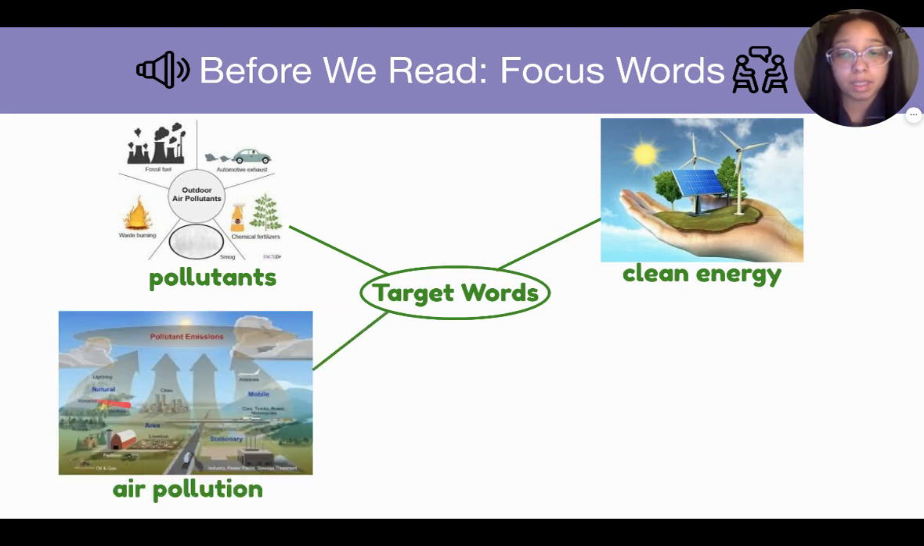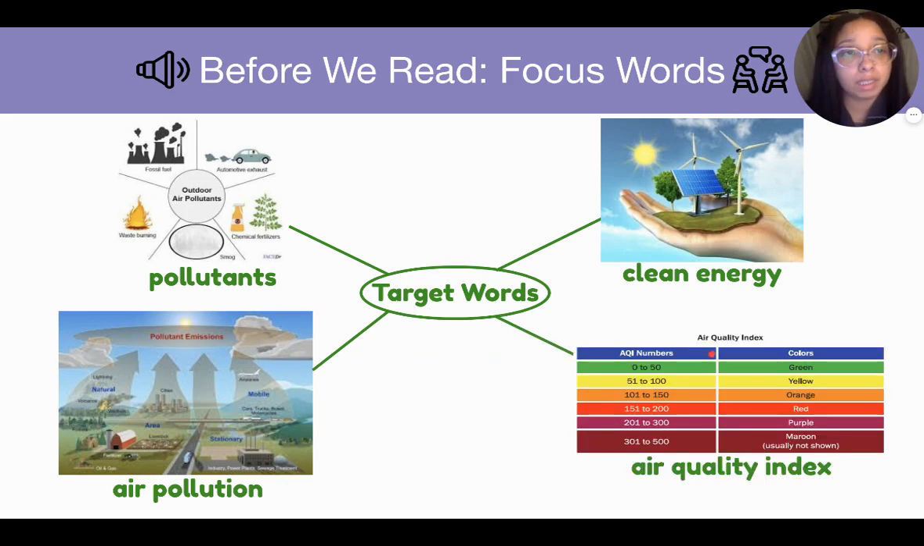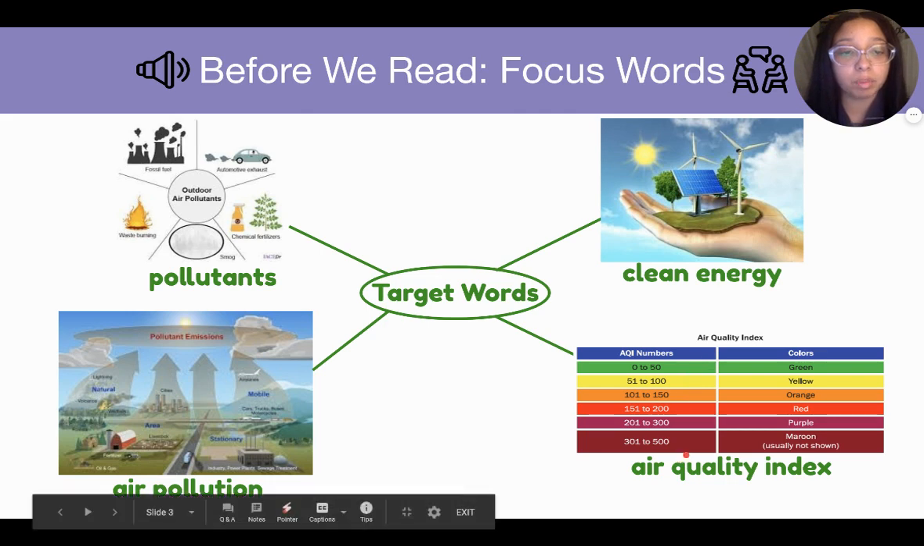Air pollution. This is anything such as dust, dirt, chemicals that are in the air that makes it unsafe to breathe. Air quality index. This is the index that we use to see if air is clean to breathe or if it's dangerous to breathe.